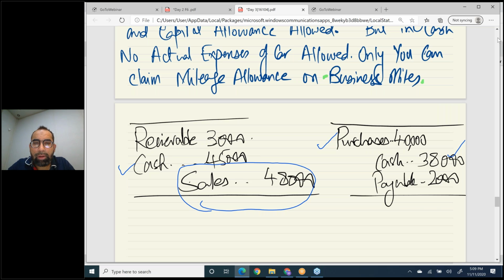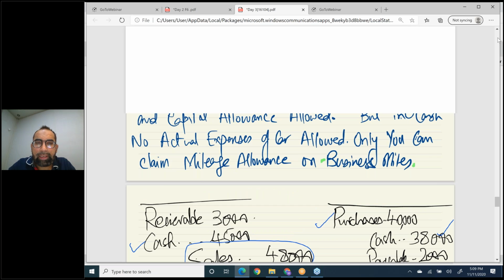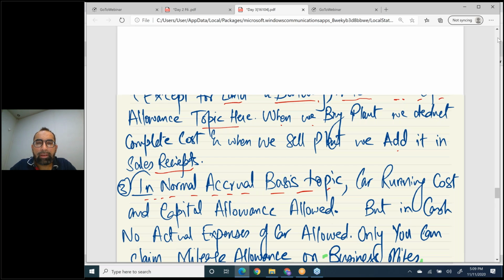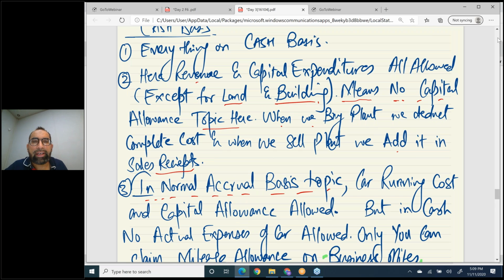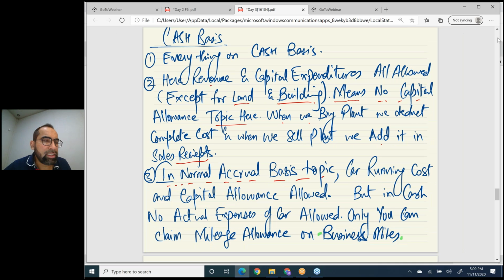Okay, now some quick recap here. In the first line I have written everything on cash basis. That means receipts less payments. That's it. Now here, revenue and capital expenditures are all allowed except for land and building. We all know, thank God it is written here, no capital allowances on land and building.